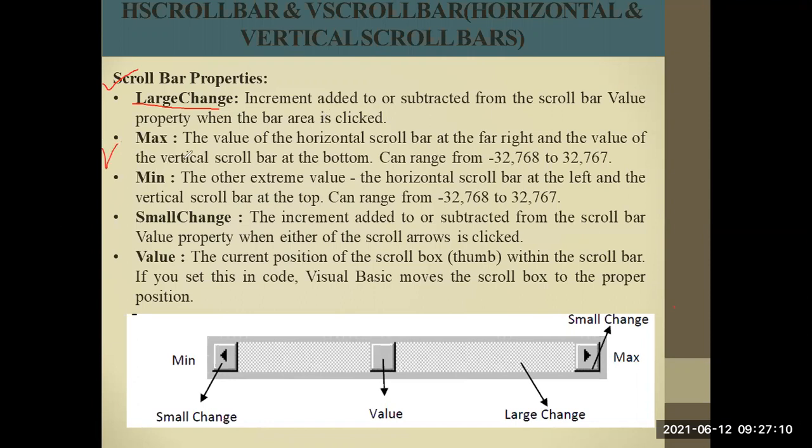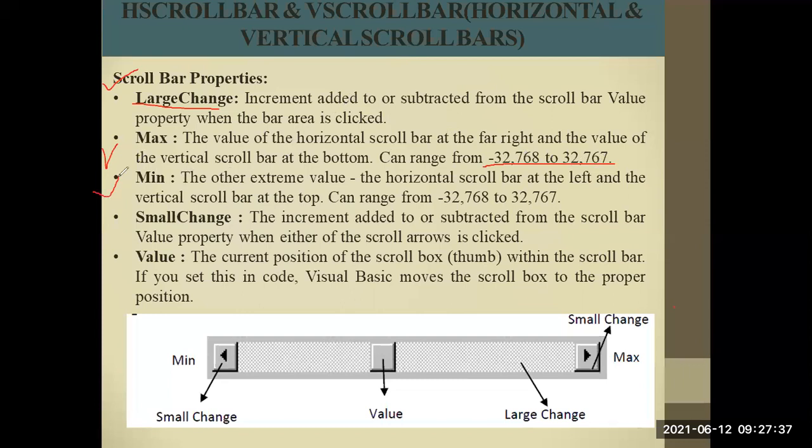The next is your max property. It is the value of the horizontal scroll bar at far right and the value of the vertical scroll bar at far bottom. So what does max represent? Max is an integer variable. It basically represents your maximum value in the horizontal direction and the maximum value in the vertical direction, and it has a range.